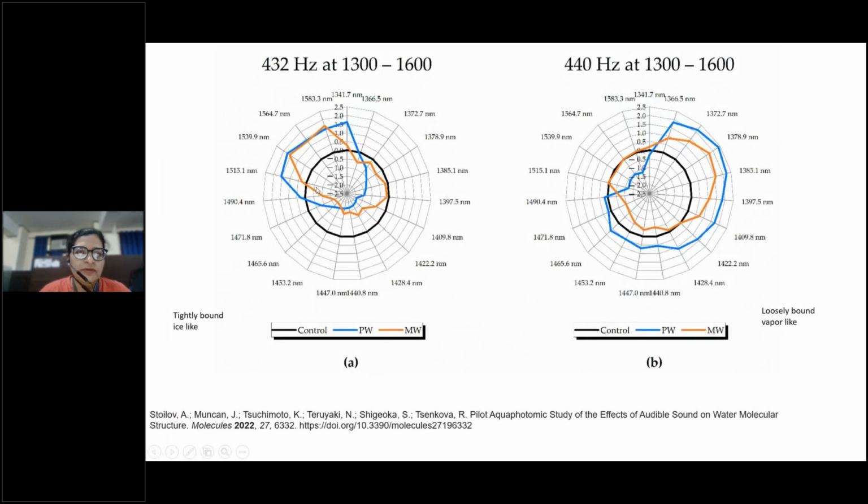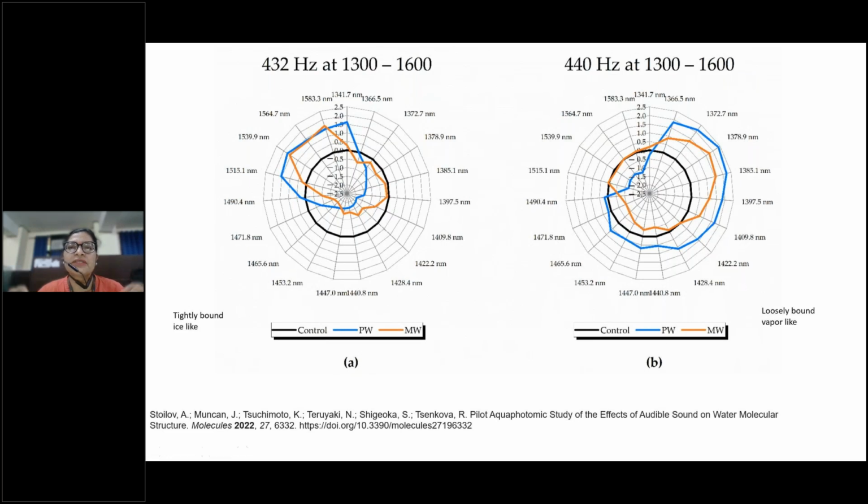The first one and the second one, PW stands for pure water. It means we have three lines, and you can see how water changes. Pure water and mineral water give different things. So the black one is the control, you gave no vibrations. The blue one is pure water, and the orange one is mineral water. It was taken in two beakers. In the first beaker, 432 hertz frequency was given to the water. In the second, 440 hertz.